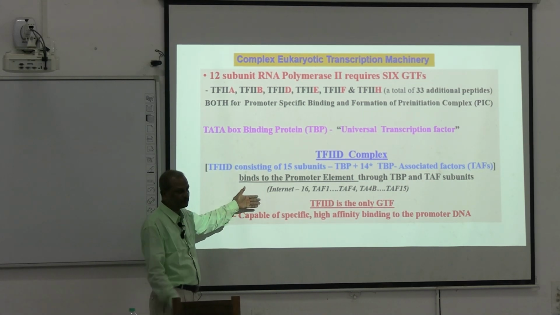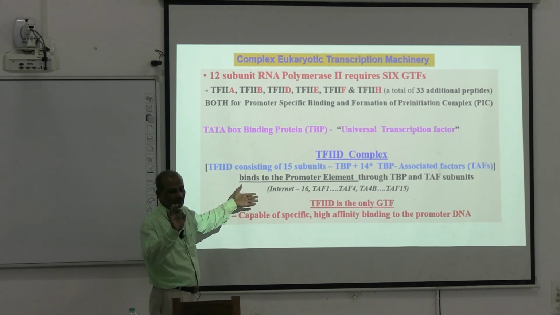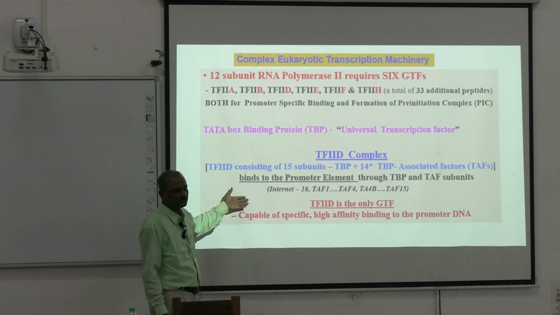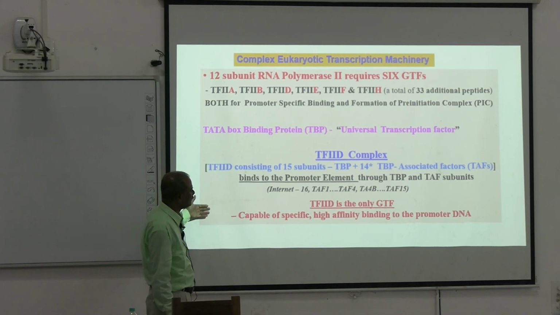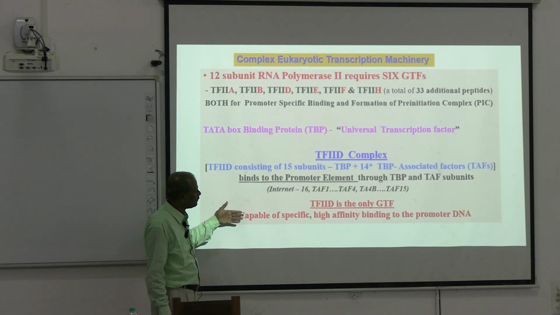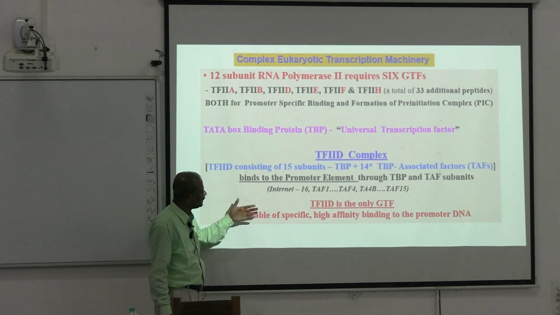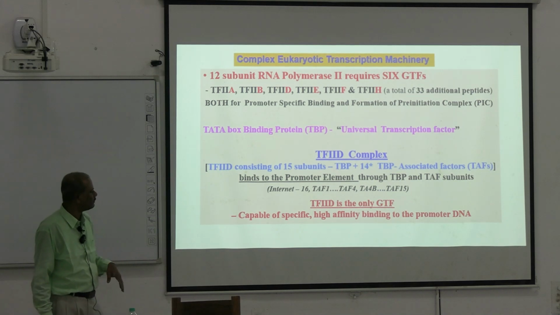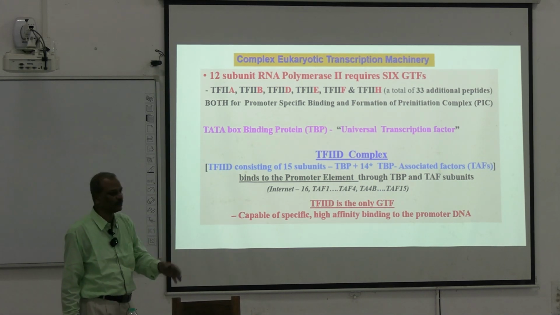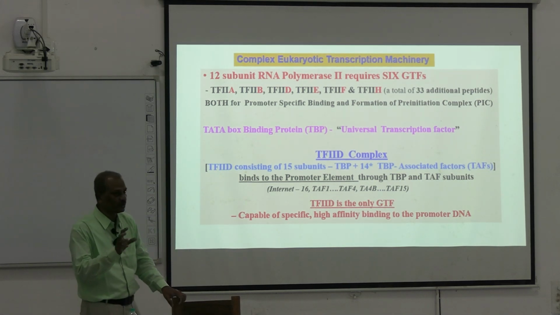So in the next edition of the book, while you are in the final year course, at least for examination purposes, check the latest figure in the book and on the internet, because these are high-level questions usually set in examinations. Only remember one thing: TFIID is the only general transcription factor capable of specific high-affinity binding to the promoter region of the DNA.